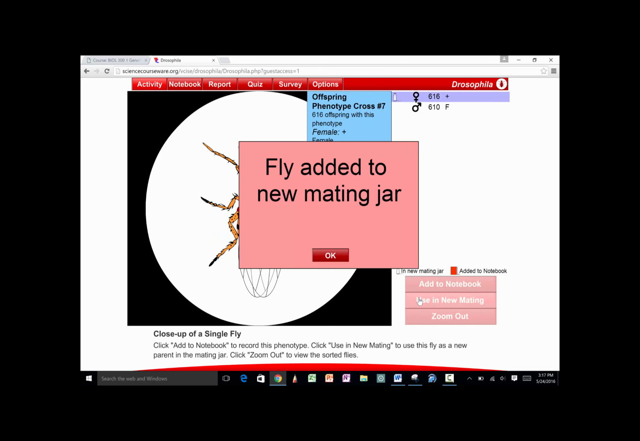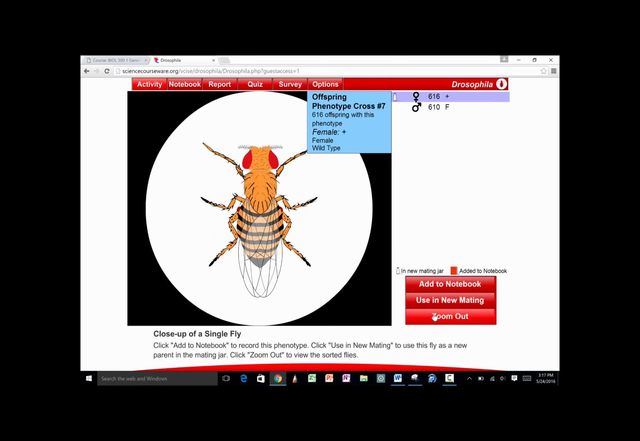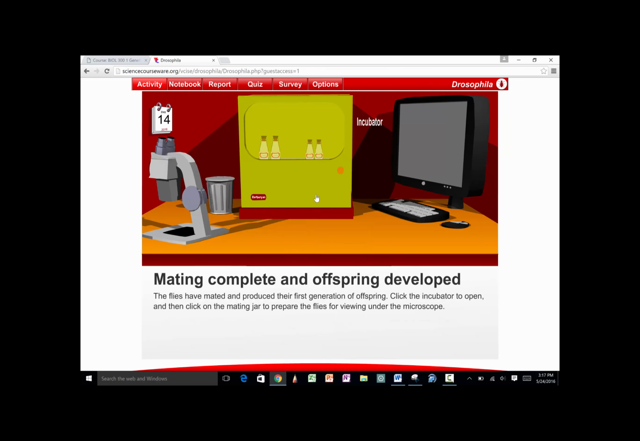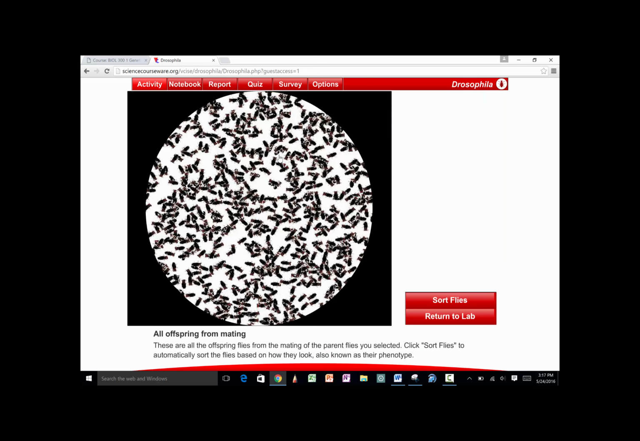There's our wild type female using new mating. Zoom out. Forked male using new mating. Okay. Zoom out. Turn to lab. Toss them in there. Wait 2 weeks. Check them out. Now, before we sort them, what do we expect? Well, we just crossed a forked male, so he has to have the forked allele on his X chromosome, and a wild type female who is heterozygous, and we just showed that we expect 1 to 1 to 1 to 1.